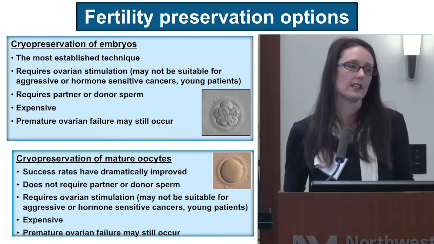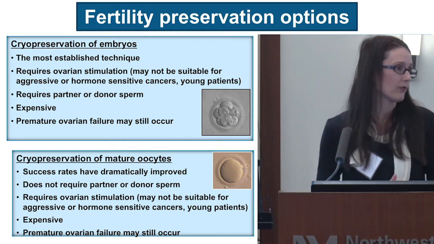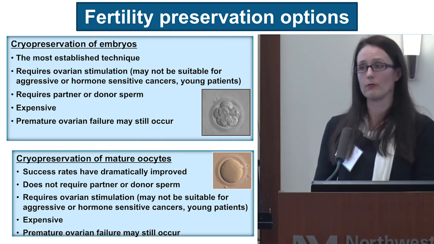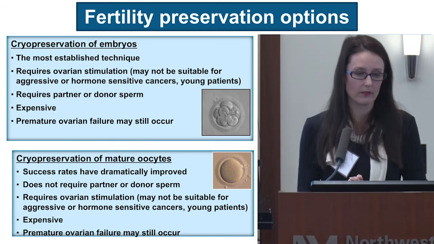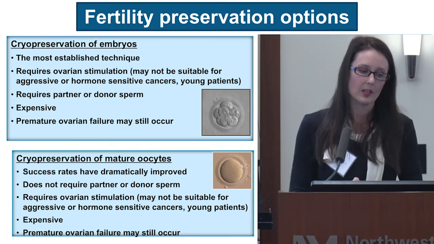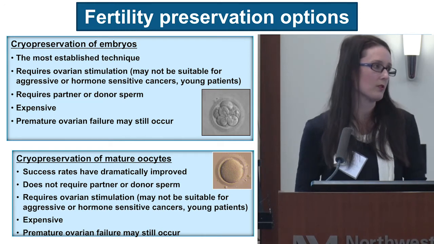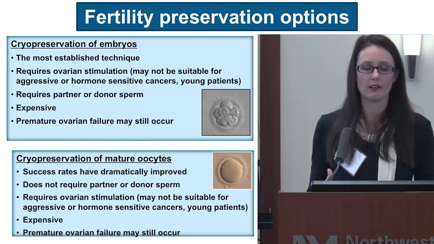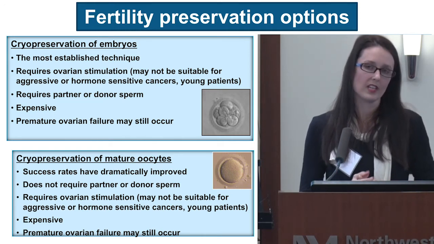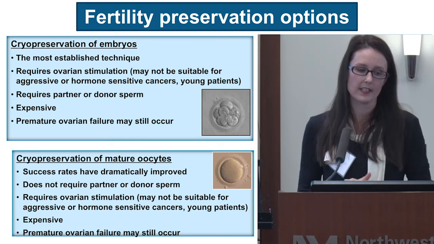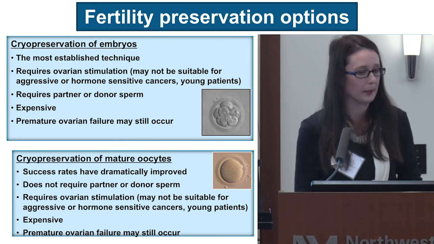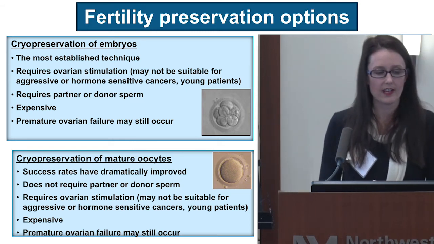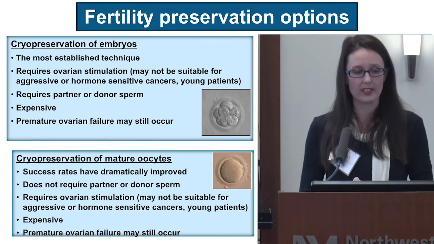Now, fortunately, as a result of much basic and clinical research over recent years, we now have some really good fertility preservation options available, and we'll hear about a lot of these over the next couple of days. The most well-established technique, of course, is the cryopreservation of embryos. So it involves harvesting mature oocytes and fertilising them, and then cryopreserving the embryos until the patient is ready to start a family. However, this technique does have some limitations that we need to think about.